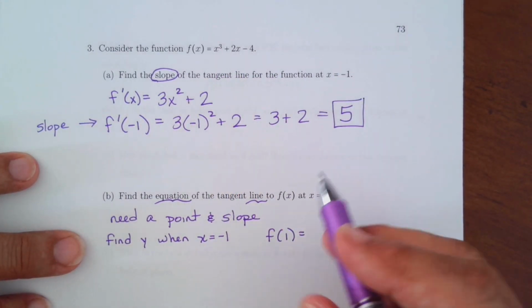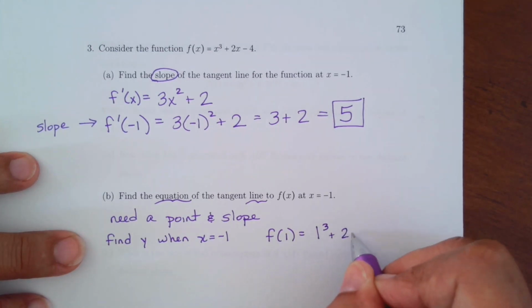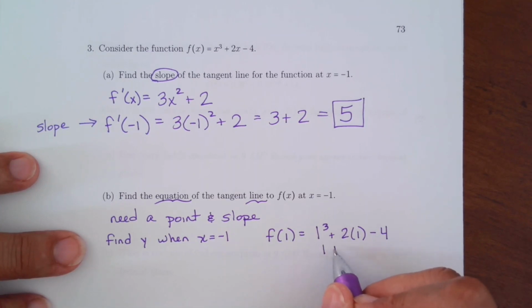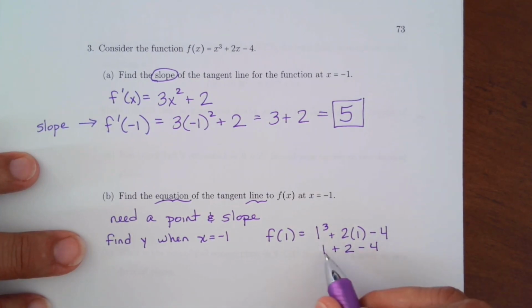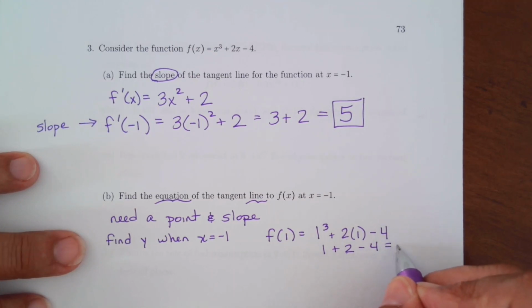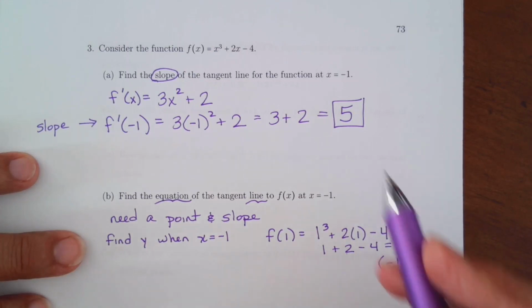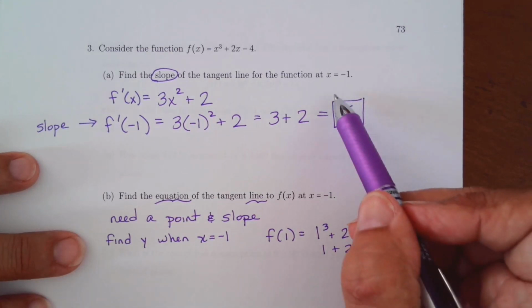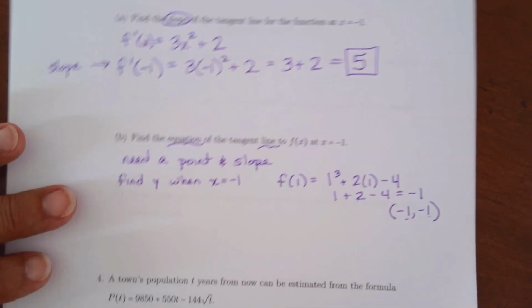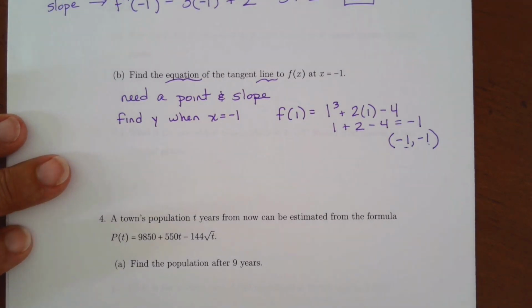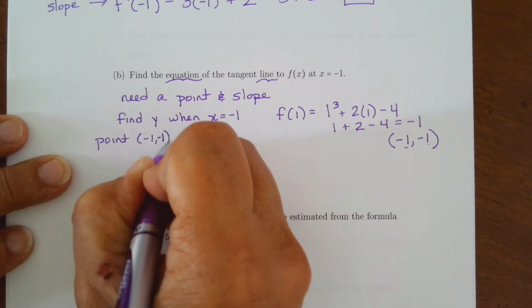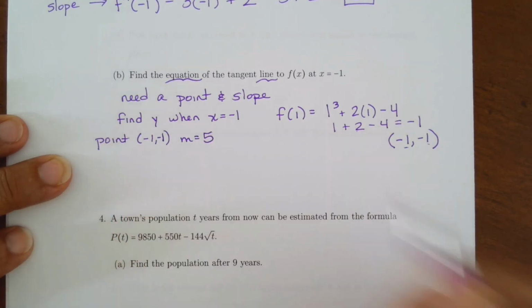So plug -1 into here, -1 cubed plus 2 times -1 minus 4. That gives you -1 cubed is -1, plus 2 times -1 is -2, minus 4. -3 minus 4 is -7. So the point is -1, -7. Okay, x is -1, y is -7. So now I have a point and I have a slope. Now you can write the equation of the line. So your point is -1, -7, and the slope is 5.